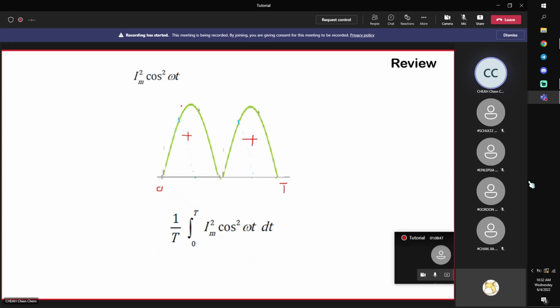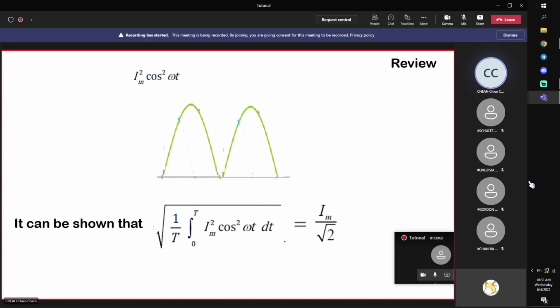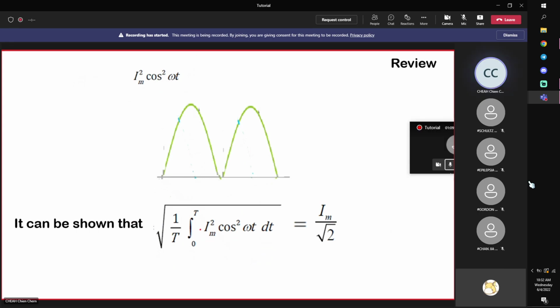Now, since we square it, to calculate the average value, we have to take the square root. So this is called root mean square. You square it, calculate the mean, then you take the square root back, and that is your RMS value. Now it can be shown that if you integrate these signals with respect to time, and substitute t equal to 1 period and t equal to 0, you will just reduce to this. So check your notes. It can be shown that this simplifies to Im divided by root 2.